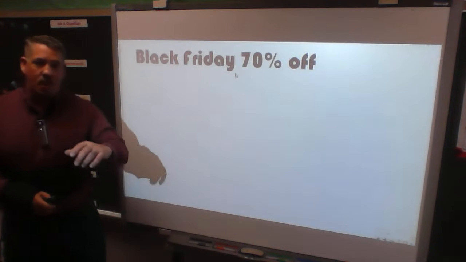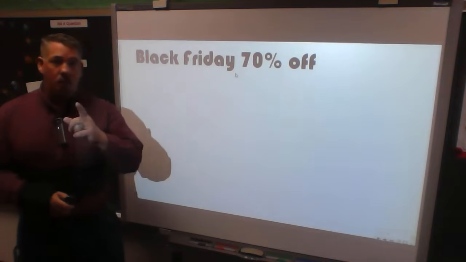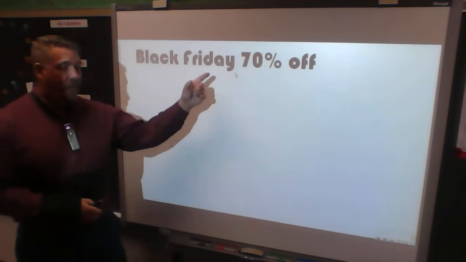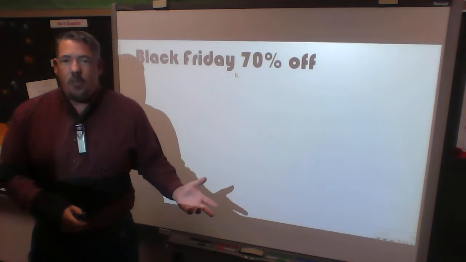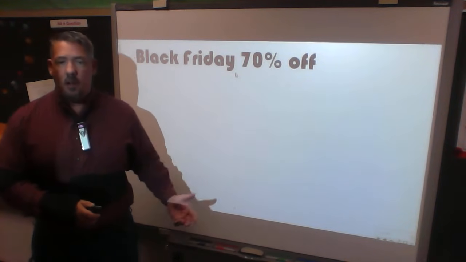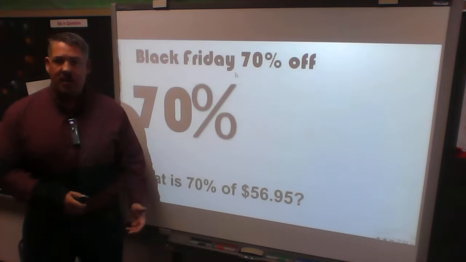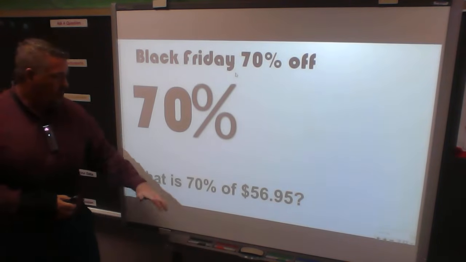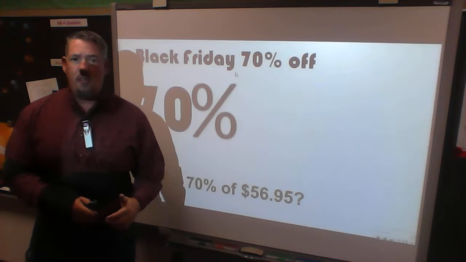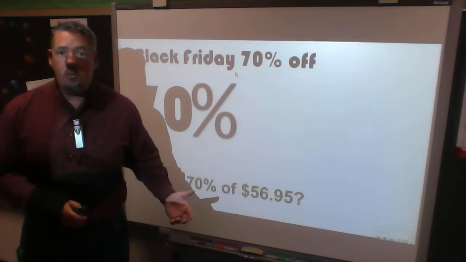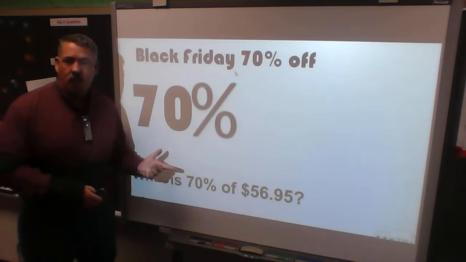But let's say there's something that you really wanted that was about $60, but your parents found out that during Black Friday it was 70% off. How do they know if they have enough money to pay for it or not? Can you tell me what 70% off of almost $60 is? What if your item was $56.95? What's 70% off of that? Well, I don't know. But mathematically, I can't type that into a calculator either.